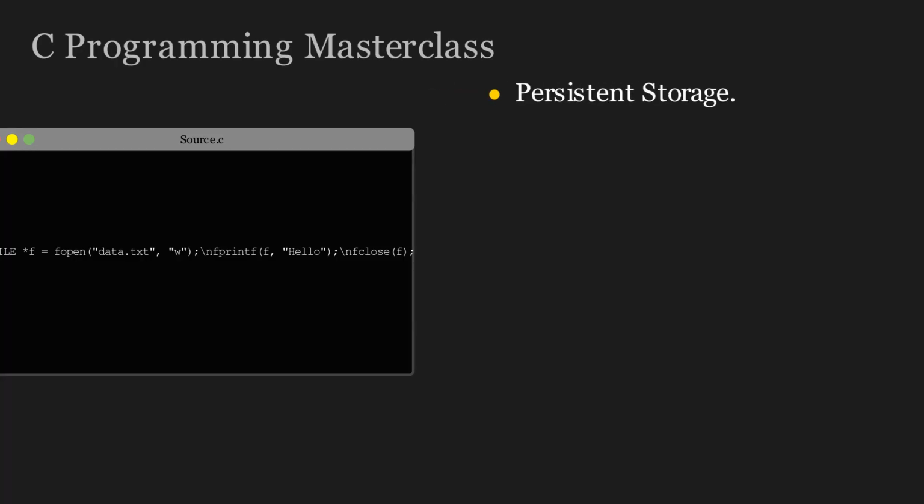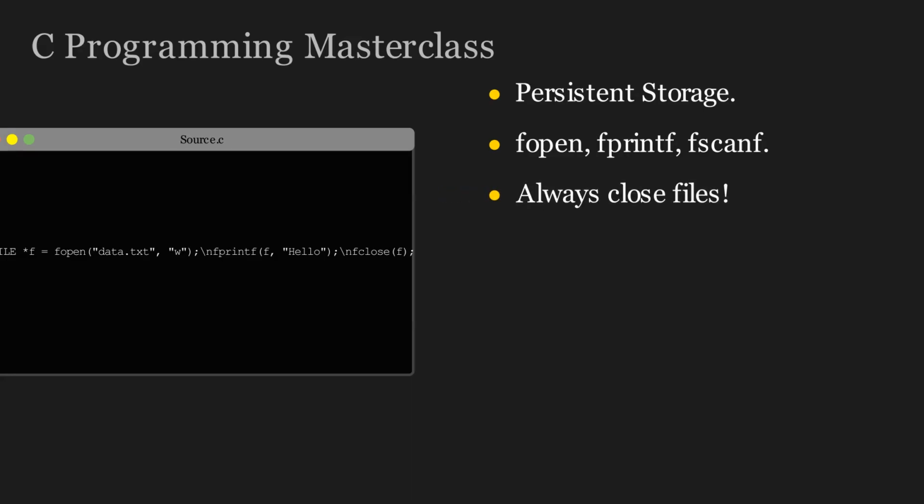Variables are temporary. When your program stops, the data is lost. To allow data to persist, we need file handling. C provides a library of functions to read and write files. We use fopen to open a file. We specify the file name and the mode: w for write, r for read, or a for append. We use fprintf to write text into the file, just like printing to the console. Finally, and most importantly, we use fclose to close the file. Closing the file ensures all data is saved properly and releases the resource back to the operating system.